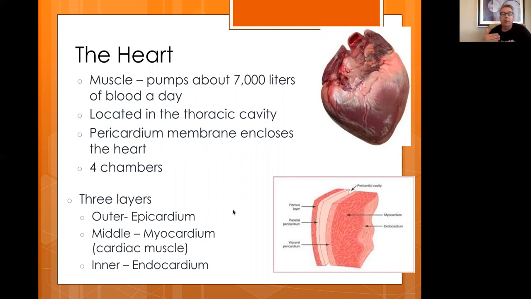The outer layer is the epicardium. I don't know if you can see that here. The middle is the myocardium, which consists of the muscle itself, and then the endocardium, meaning in. So that's the heart muscle itself, if you have the cross section of the heart.